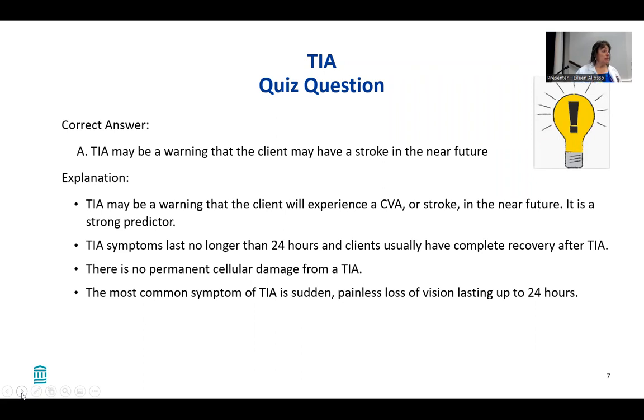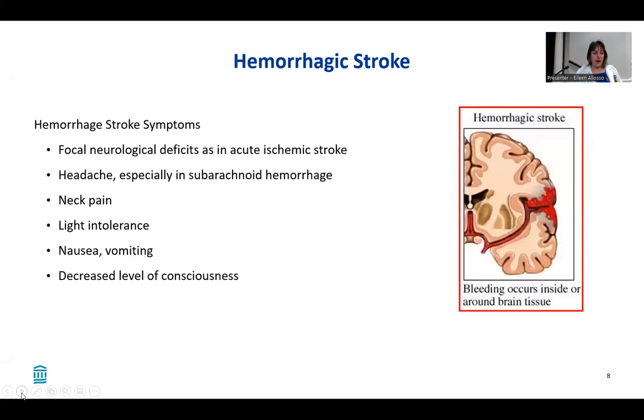And we don't have any research telling us what the most common symptom of a TIA is. So that's thrown in as a trick answer. Any questions on TIA? All right.